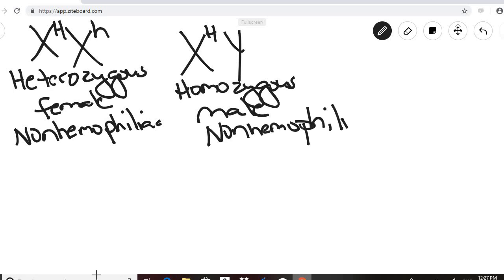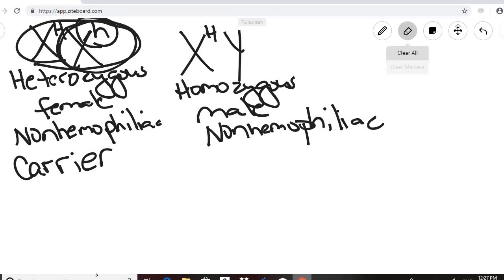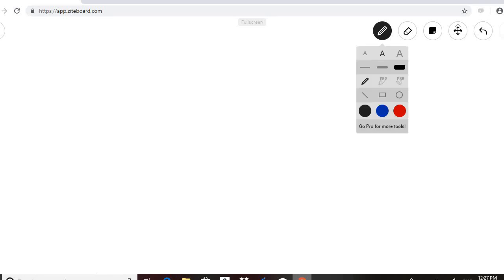Now, what we would say about this female is we would say, even though she is a non-hemophiliac, she is a carrier for hemophilia because she has this trait. Now, we don't use the word carrier for traits that are on autosomal chromosomes. We only use it for traits that are carried on the X chromosome. Even though she doesn't have hemophilia, she carries the gene for it and could pass it on to offspring. So let's look at what the Punnett square would look like.